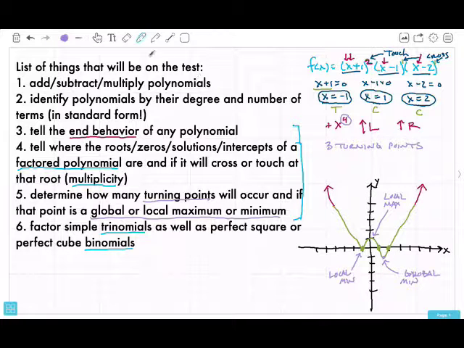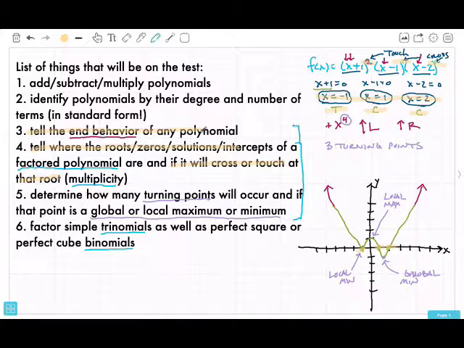Okay, we've done all the things throughout this whole thing. Let me highlight a few things here. Number 1, tell where the roots are. Well, we take the factors, we set them equal to 0, we tell where the roots are. Number 2, will it cross or touch at that root? Well, based on the multiplicity, we are touching there, we're crossing there, and we're crossing there, and we mark that on the graph.